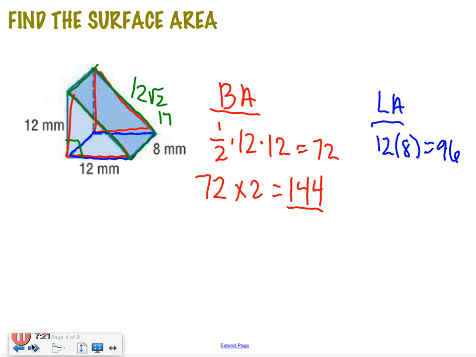So handy dandy. So 17 times what? 8. Which is what? 136. And then I have one more side. 12 and 8. I guess we could put them out times 2. Yep. This is just 96.